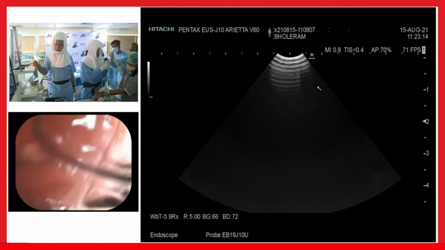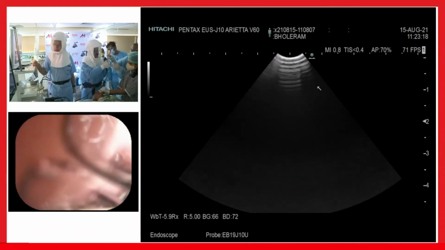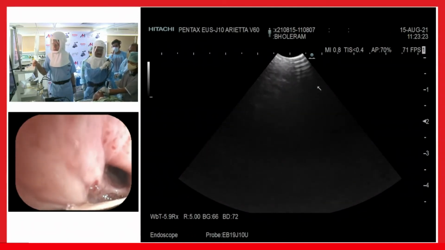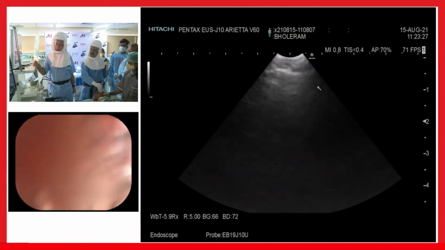And try to take out on the right side. Always this hub should be on the right side of your scope so that you can easily manipulate this length of the needle.